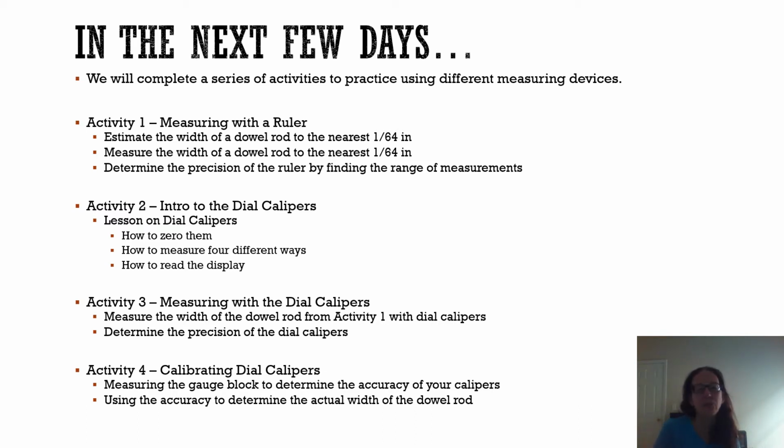In the next few days, we will complete a series of activities to practice using different measurement devices. First activity is going to be measuring with a ruler. You're going to estimate the width of a dowel rod to the nearest 1/64th of an inch, provided that our rulers will give you that kind of precision. I'm not at work right now, so I can't go and physically look at one of our rulers.